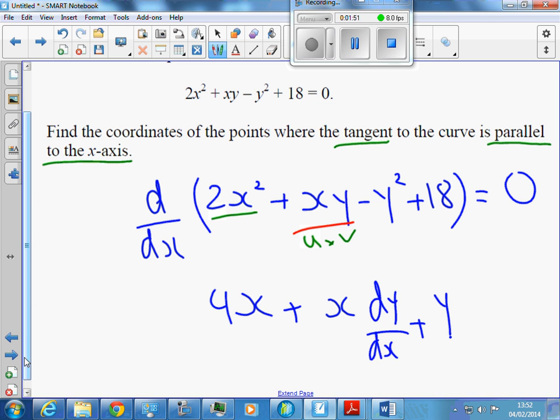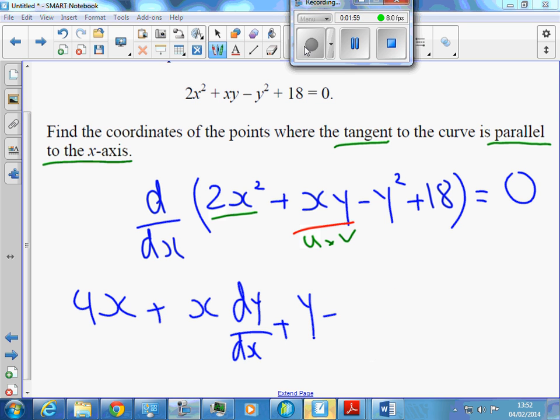So it's just y, minus the derivative of y squared. The derivative of y squared with respect to x, again, the rules of implicit: we differentiate it with respect to y, so it's just 2y, and then dy by dx. The derivative of any constant with respect to x is just 0. So the 18 becomes 0, and the right-hand side is still 0.